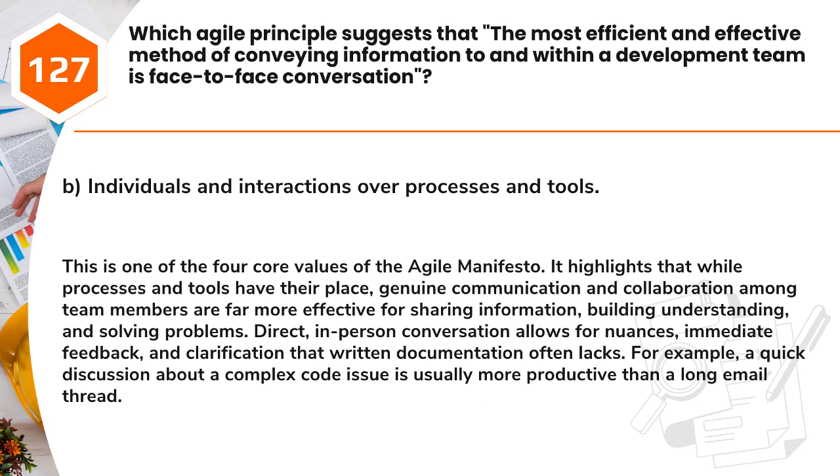Answer: B. Individuals and interactions over processes and tools. This is one of the 4 core values of the Agile Manifesto. It highlights that while processes and tools have their place, genuine communication and collaboration among team members are far more effective for sharing information, building understanding, and solving problems.